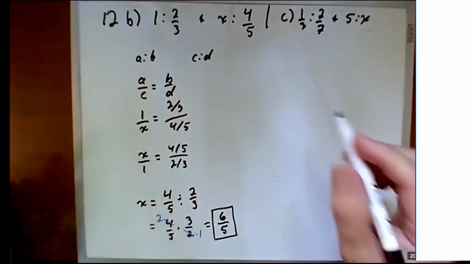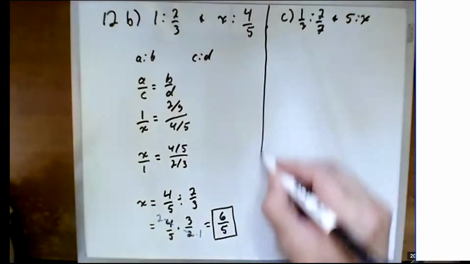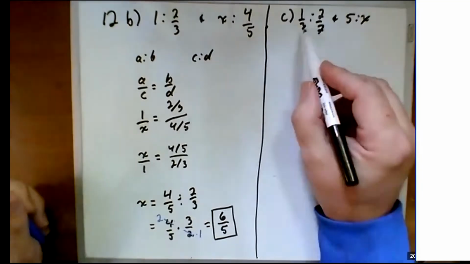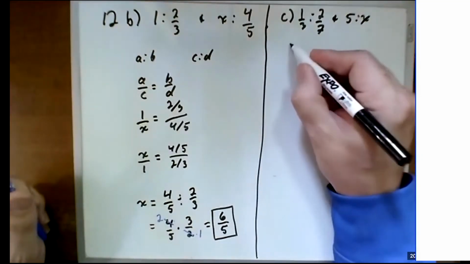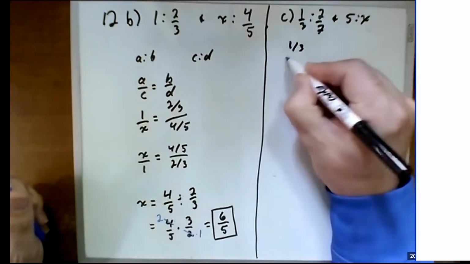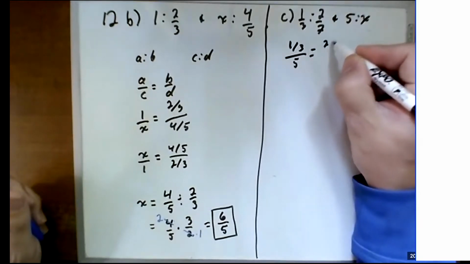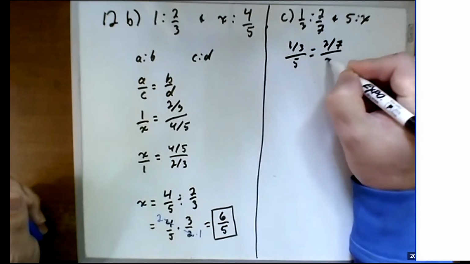Okay, so I'm just going to draw this line all the way down here so we can see the work on either side. I'm going to get 1/3 over 5 is going to be equal to 2/7 over x.